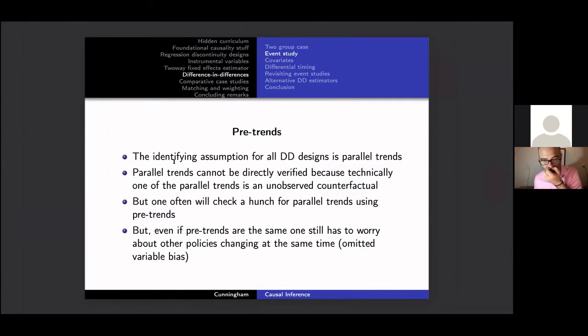So the identifying assumption for all diff and diff designs is parallel trends. And parallel trends cannot be directly verified at all because technically one of the parallel trends is an unobserved counterfactual, but one often will check for parallel trends using pre-trends. All right.